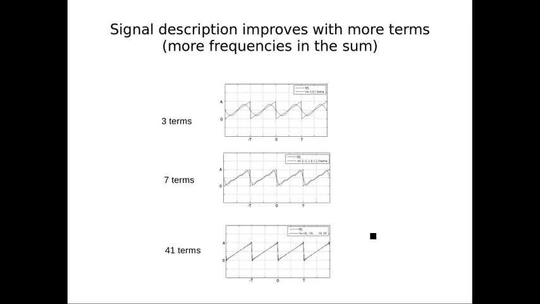Okay, so here's an example. This triangle wave is the initial function that we're trying to represent, and on top of it here is a Fourier series representation using 3 terms. So you can see it does okay, but it's not great. The Fourier series with 7 terms does a little bit better, and then by the time you get to 41 terms, the representation is almost perfect.